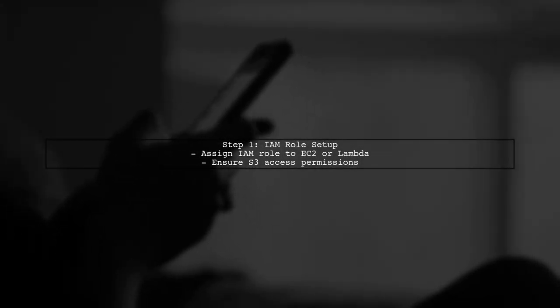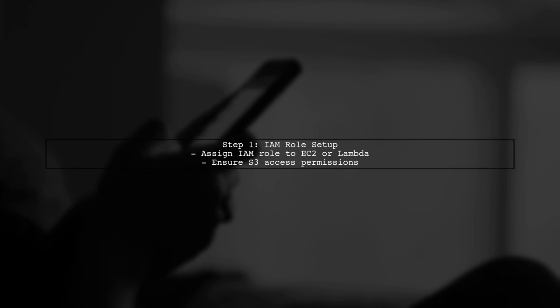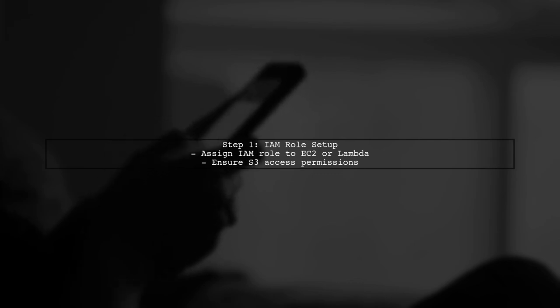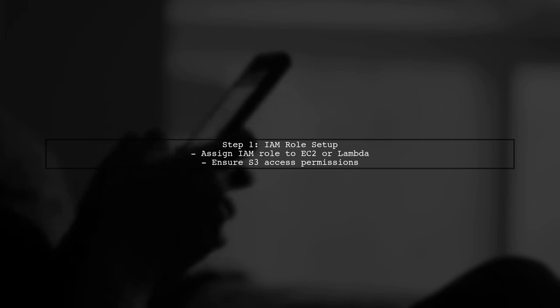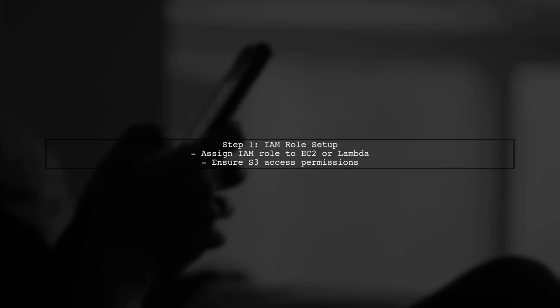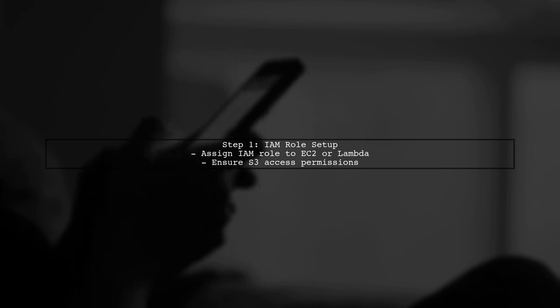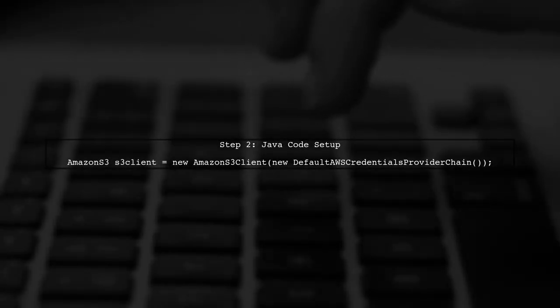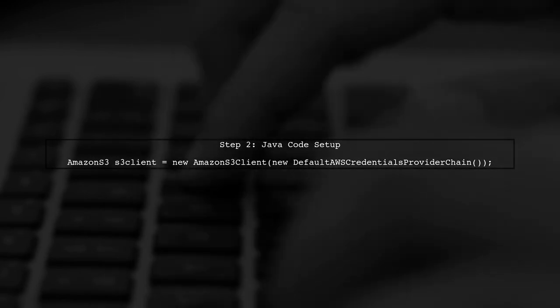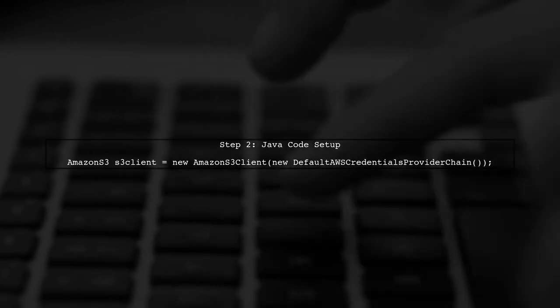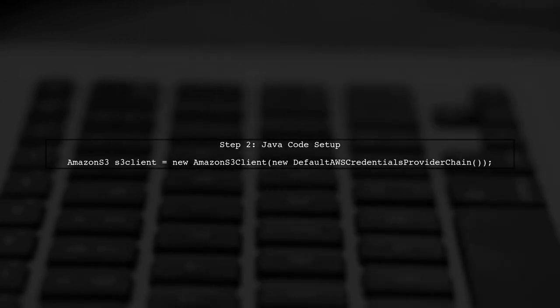First, ensure that your AWS environment has the necessary permissions to access the S3 bucket. This is typically done through an IAM role assigned to your instance or service. In your Java code, you can use the default AWS credentials provider chain, which automatically retrieves the credentials from the environment. Here's how you can set it up.